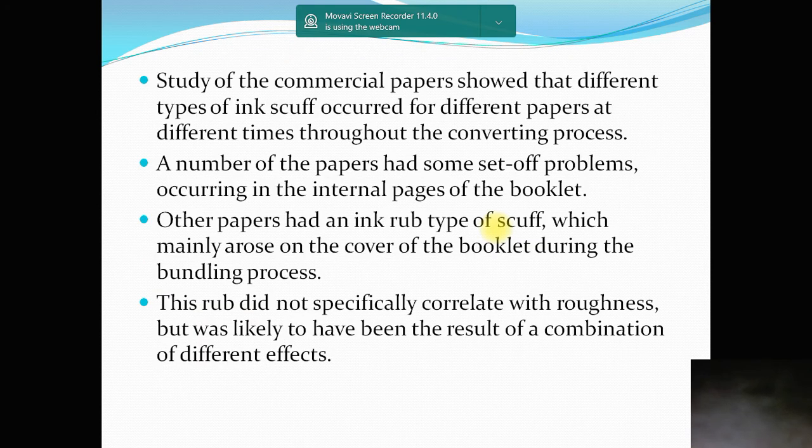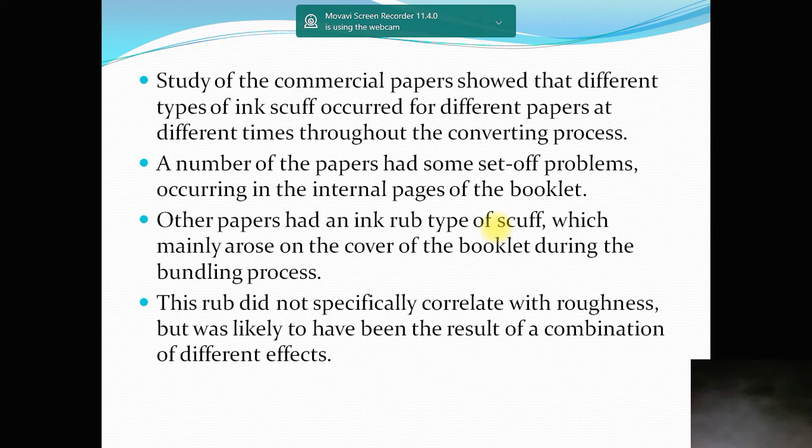A study of commercial paper showed that different types of ink scuff occurred for different papers at different times throughout the converting processes. Throughout the converting processes, we may find this type of scuffing or carbonizing of sheets at different stages, for different types of inks and different types of papers also.